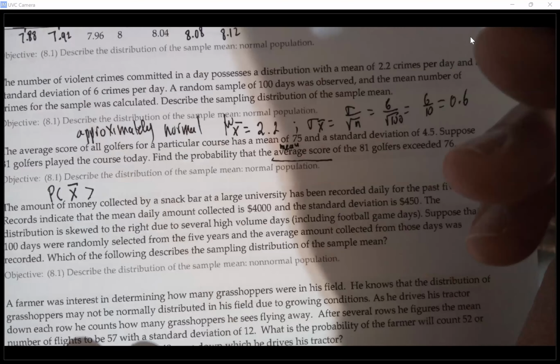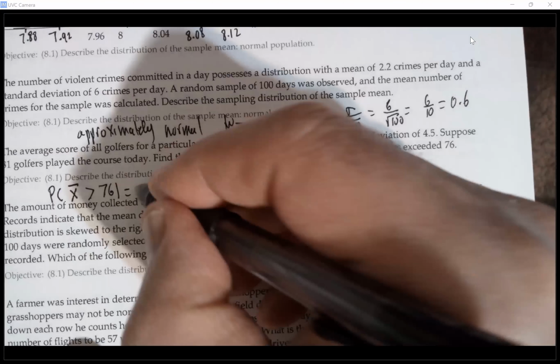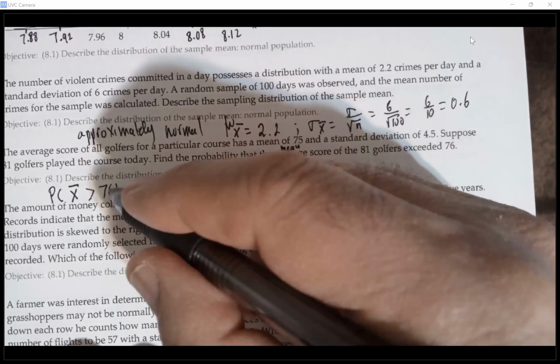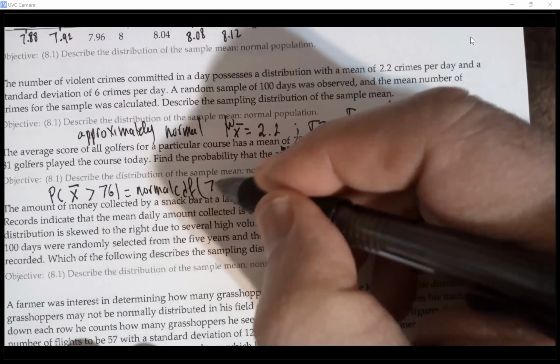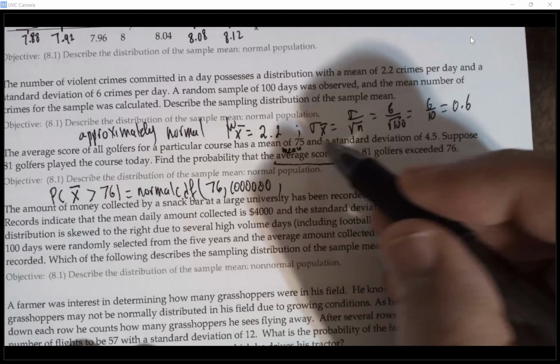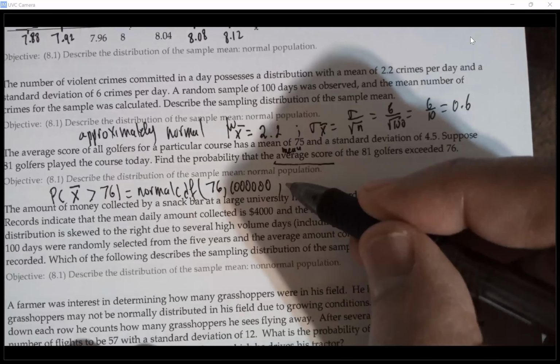Exceeds means more than 76. So that will be normal CDF. What's the lower bound? 76. What's the upper bound? 1,000,000. What's the mean, which is the same as the original population mean, which is 75.